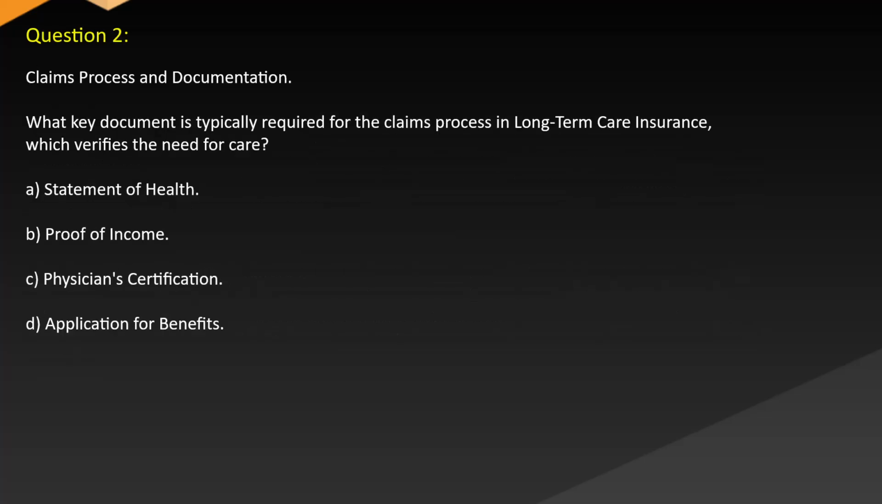Question 2. Claims process and documentation. What key document is typically required for the claims process in long-term care insurance which verifies the need for care? A. Statement of health. B. Proof of income. C. Physician's certification. D. Application for benefits.